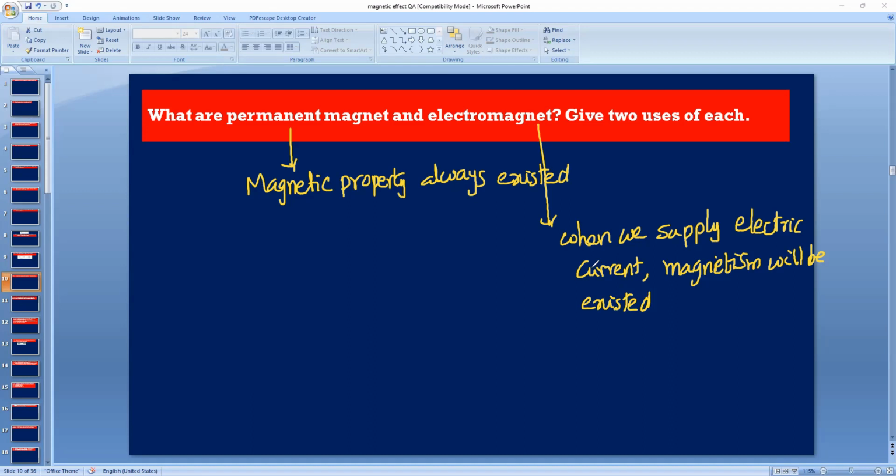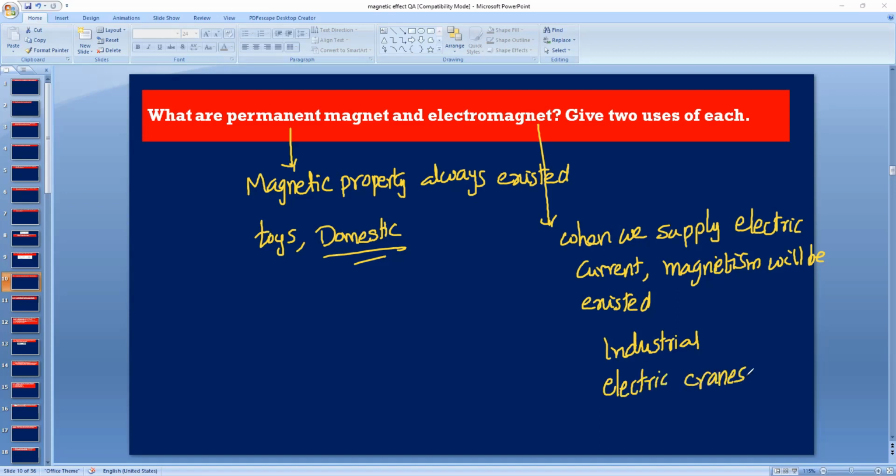Give the two uses of each. Permanent magnet, we are using in toys, domestic purposes. In all domestic utilities, we are using permanent magnets. While electromagnet, we are using for industrial purposes, which means electric cranes, etc.